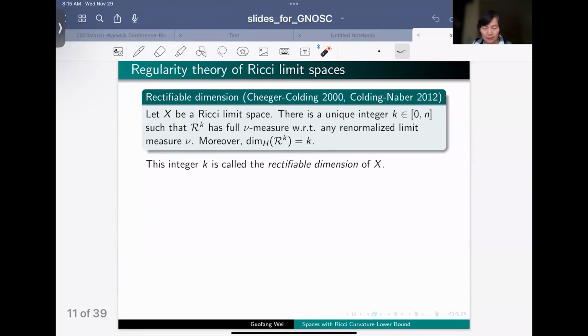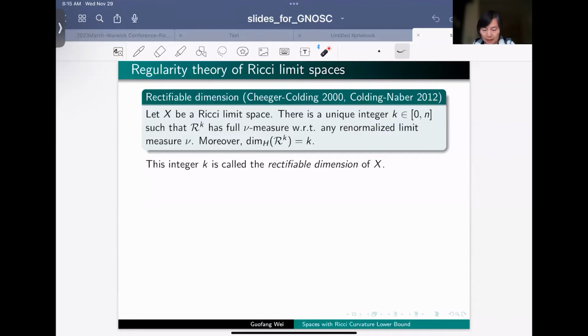Now let's get to the regularity part, or maybe the geometry. A lot more work is in this direction, so I will only list a few results which will be used in the later talks.